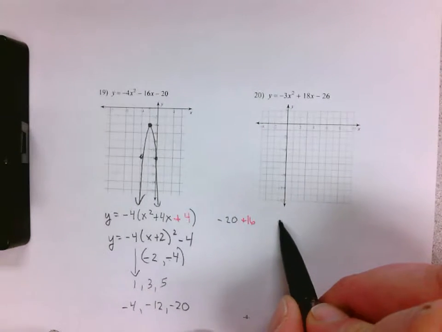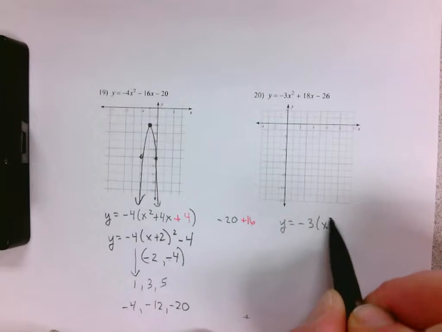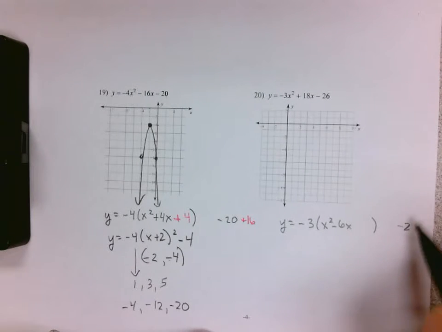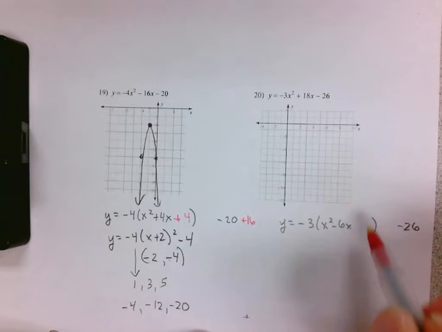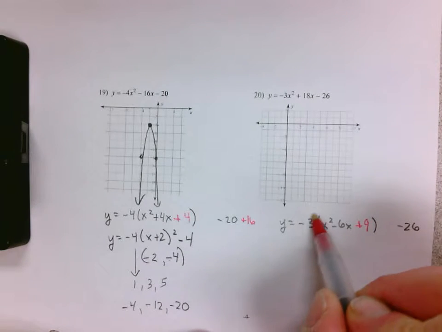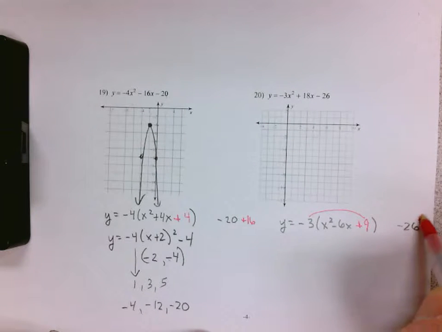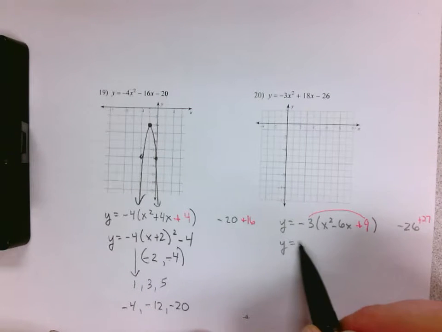I'm going to factor out a -3, and I have x squared minus 6x. Put the 26 over here. And now I'm going to do half the middle term and square it. So I just added a -27. So I'm going to put plus 27. Now I can write in factored form.